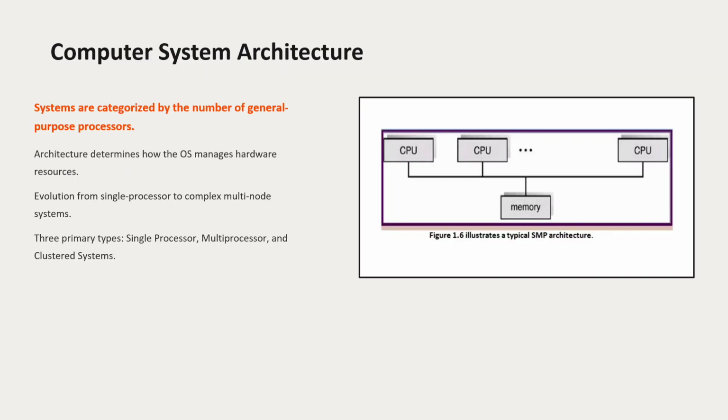First, let us understand what computer system architecture means. Computer systems are categorized mainly based on the number of general purpose processors they have. The architecture of a system decides how hardware resources are organized and how the operating system manages those resources. Earlier systems had only a single processor, but over time architecture evolved to multiprocessor systems and large-scale clustered systems. So broadly we classify computer systems into three types: single processor system, multiprocessor system, and clustered system. Now let us discuss them one by one.